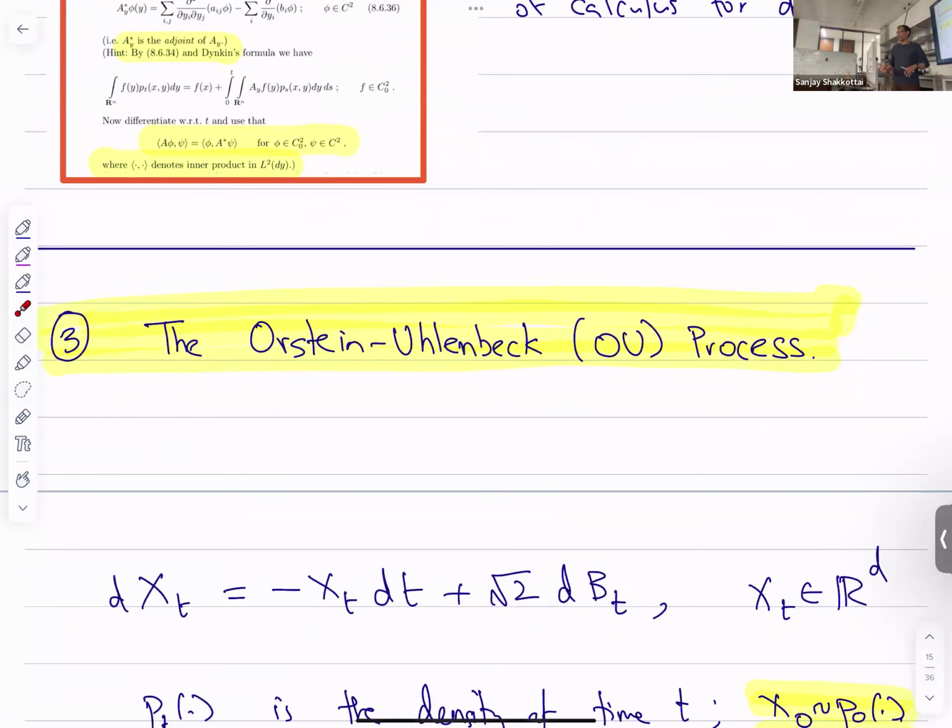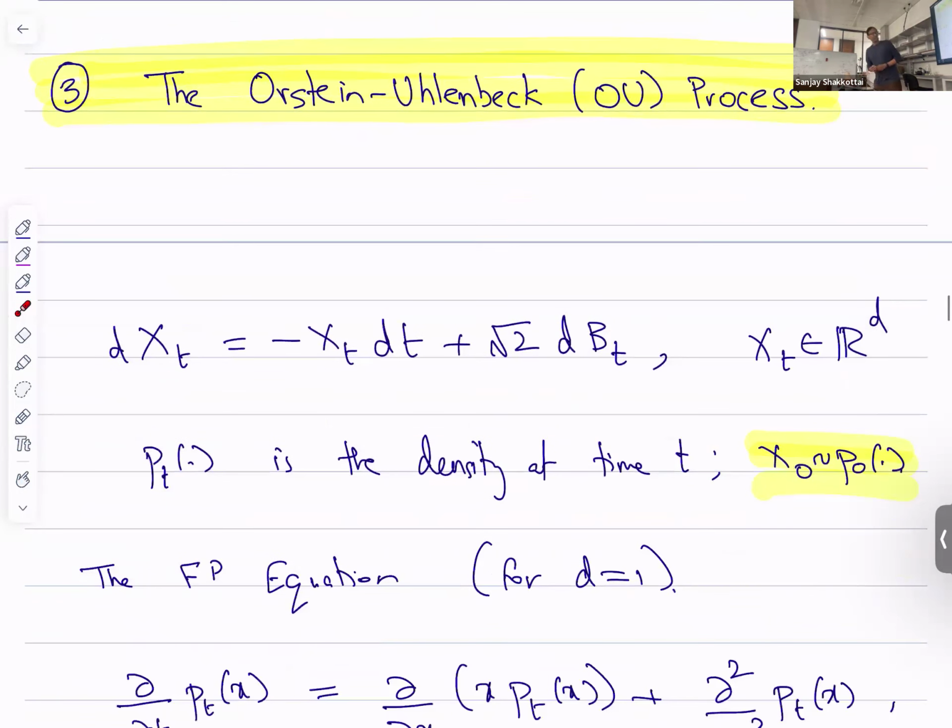Okay, so right now what we have so far is the Fokker-Planck equation, which says how does the density of any SDE evolve? How can we use this? Then let's look at a classic SDE called the OU process, or the Ornstein-Uhlenbeck process. It is the following: dX_t is minus X_t dt plus root 2 dW_t. So the diffusion coefficient is constant. The drift is just pulling it towards the origin.